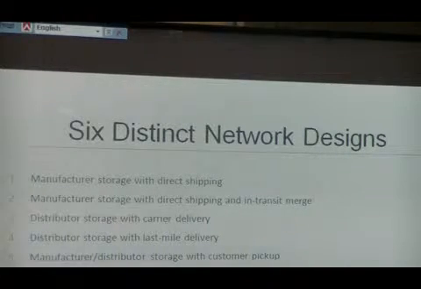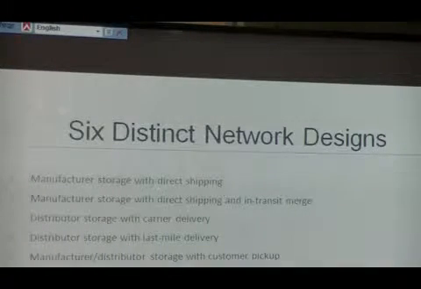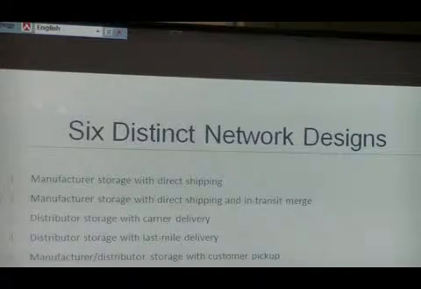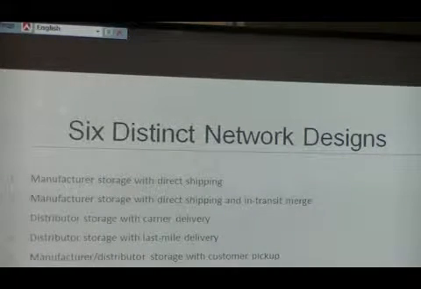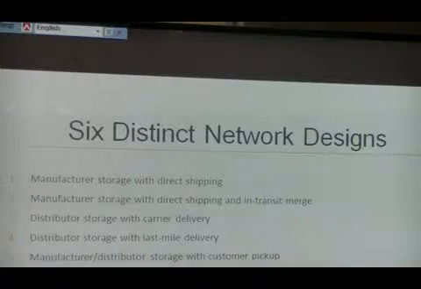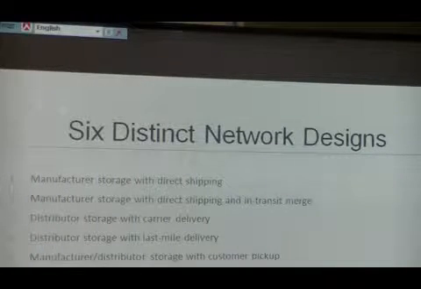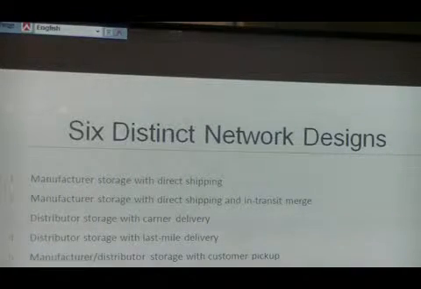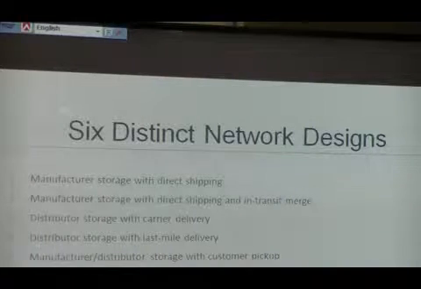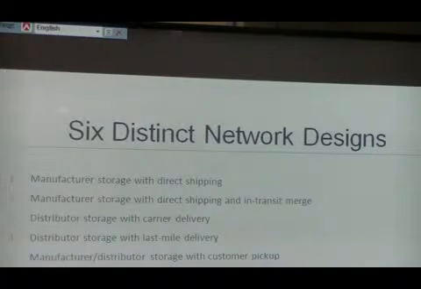The first one is manufacturer storage with direct shipping, then manufacturer storage with direct shipping and in-transit merge, distributor storage with carrier delivery, and distributor storage with last mile delivery. The 5th one is manufacturer or distributor storage with customer pickup, and number 6 is retail storage with customer pickup.